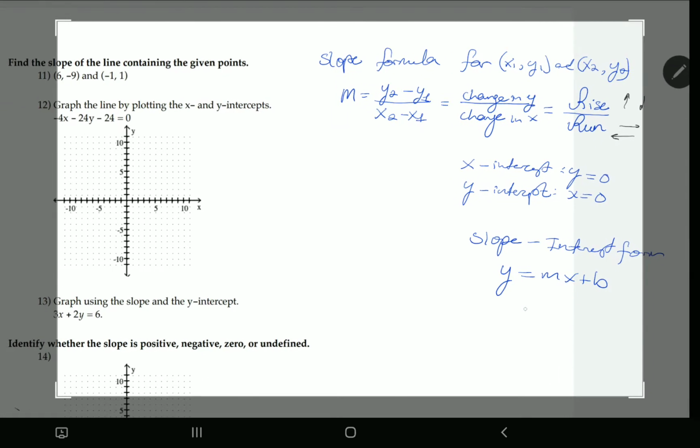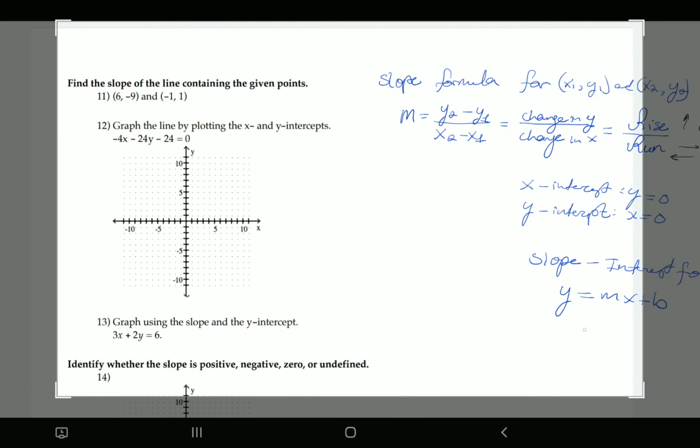So we're going to answer questions 11 through 14. Number 11 says to find the slope of the line contained in the given points, (6, -9) and (-1, 1). I'm going to label them. x1 is 6. y1 is -9. x2 is -1. y2 is 1. Let's plug that into our slope formula. m equals 1 minus, in parentheses, -9, divided by x2, which is -1, minus x1, which is 6.